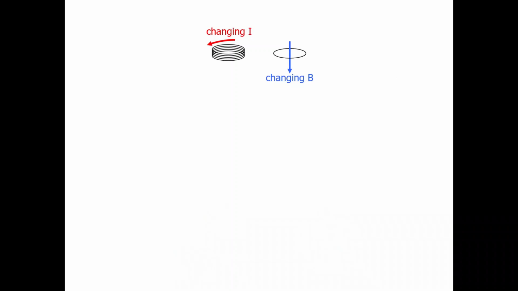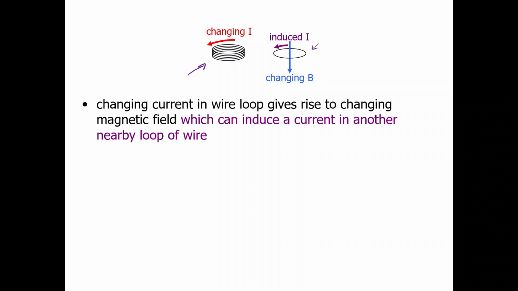So another fun example is if I have a solenoid here, and in this solenoid I'm changing the current. If I've got another loop here, then that is going to change the magnetic field. And so changing the current in the solenoid is going to cause a change in the magnetic field. But then what's fun is that changing magnetic field through that loop is actually going to induce a current in that loop that originally didn't have a current. So there's all sorts of fun things that can happen.